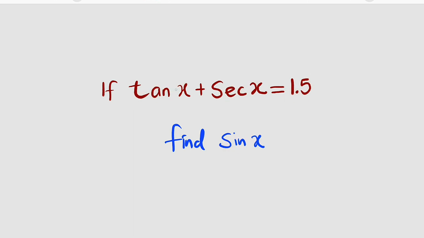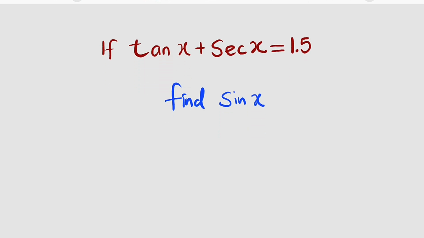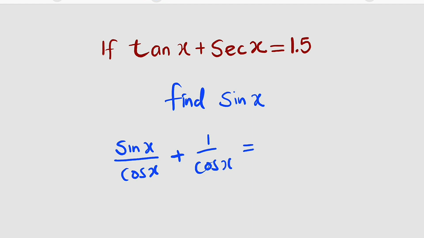As you all know, we can express tangent x as sine x divided by cosine x, right? So we have sine x divided by cosine x plus, secant x is just the reciprocal of cosine x, which we can write as 1 divided by cosine x. And this is equal to 1.5, and 1.5 is exactly 3 divided by 2, right? So let's simplify the left hand side.